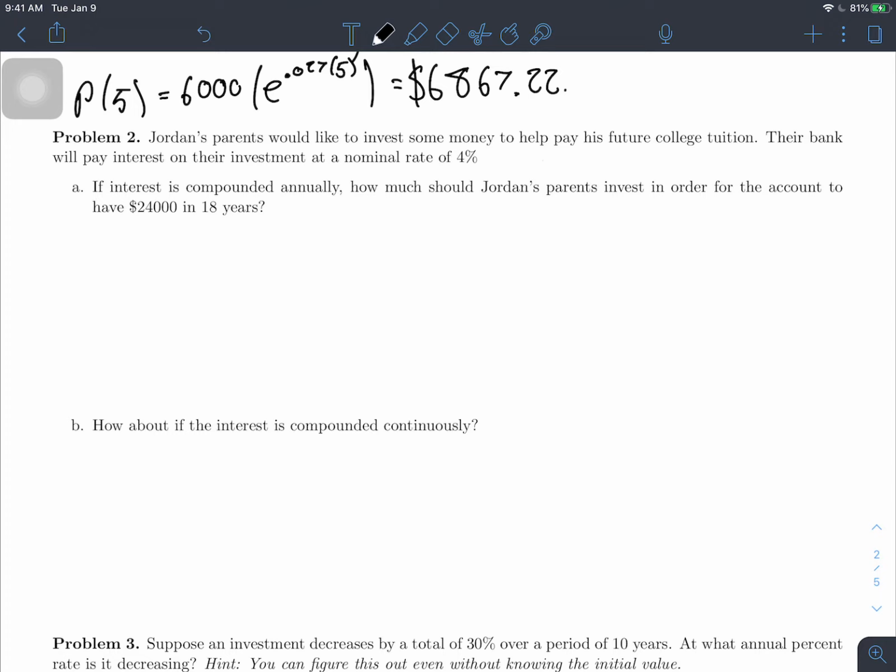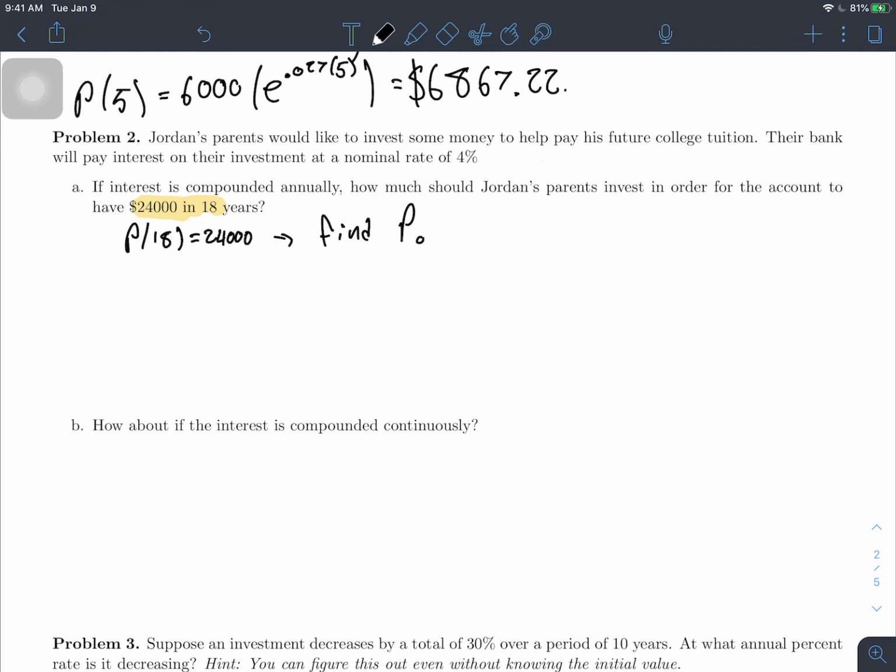Okay, I want to point out a key difference in this problem than in other problems. We have not been given our initial deposit. We've been given the ending balance. So what we've been given is P of 18 is going to be equal to 24,000. And our job is to find P naught.